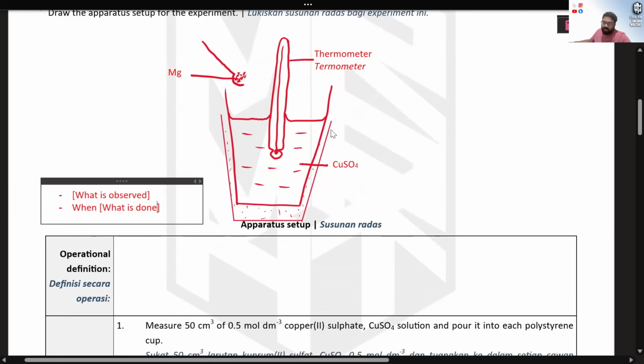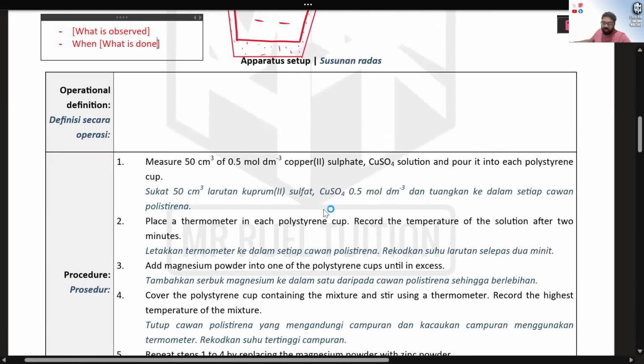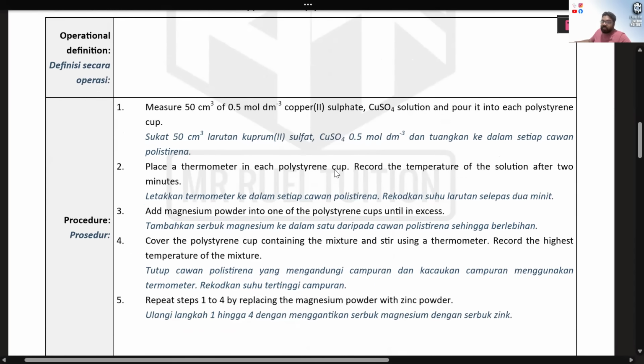This double cup is a different thing. That is the additional precaution. These two cups are not for the double cup. These two cups are because we have two metals. Then we place a thermometer in each polystyrene cup and record the initial temperature after 2 minutes. This is important.